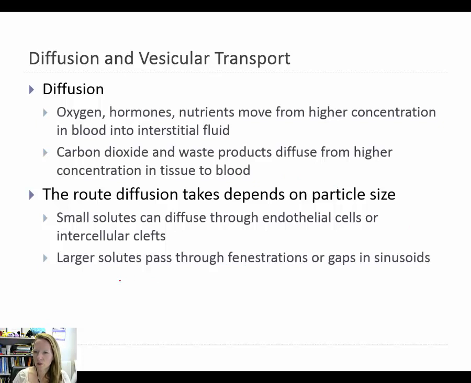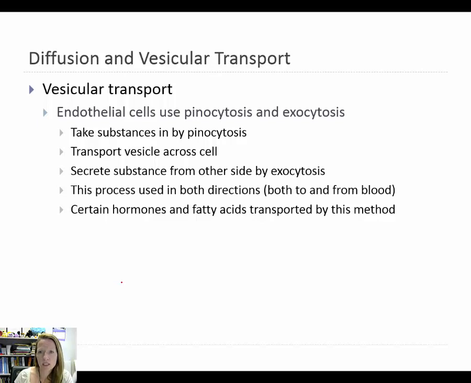And then smaller solutes, depending on their size, can diffuse through the endothelial cells. They kind of go through the intercellular clefts. Larger solutes can pass through fenestrations. We talked about those, sinusoids and fenestrated capillaries. Some substances can use vesicular transport, like pinocytosis. The substances are taken in through pinocytosis, and then they transport the vesicle across the cell, and then it can be secreted on the other side by exocytosis. So this is another way that can happen.